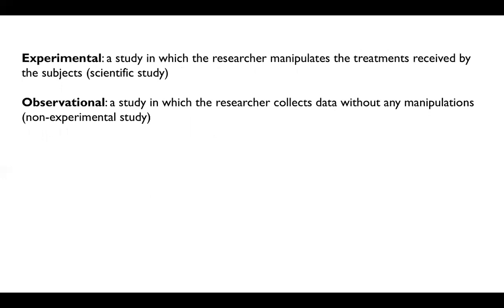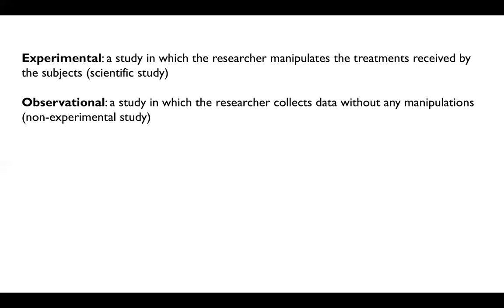So experimental and observational studies have come up a lot. So we'll start with experimental study. An experimental study is a study in which the researcher manipulates the treatments received by the subjects. The difference between an experimental and an observational study is that an experimental study has manipulations and the observational study does not have manipulations. So observational studies are left completely up to nature.